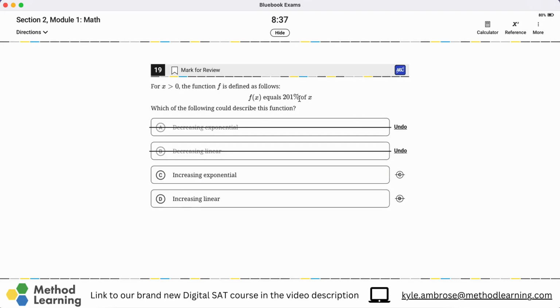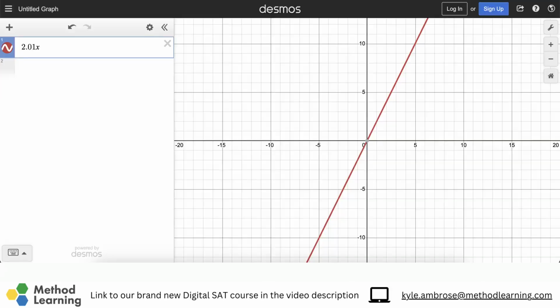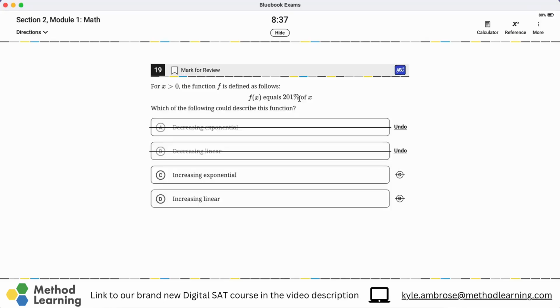So if it's 201% of x, remember, of always means multiply. And so 201% is really 2.01. So it would be 2.01 times x, or 2.01x. Now, if you go to Desmos and you put in 2.01x, you're going to see the line that goes up, but it's a straight line, so it's an increasing linear function. Be super careful here because it's easy to make the same mistake that I did.